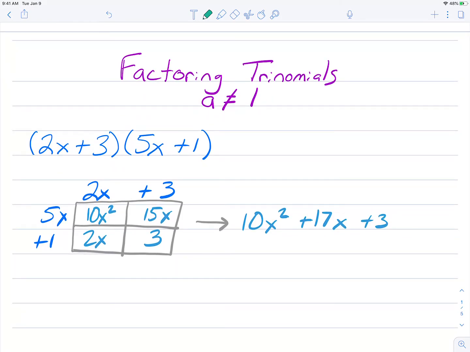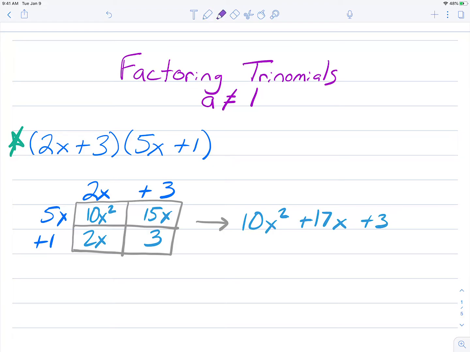So what we've done before is we've taken a problem such as 2x plus 3 times 5x minus 1, and we've multiplied it, and we've used the box. And for a problem like this, I've already multiplied it. And if you combined our like terms, you got an answer of 10x squared plus 17x plus 3. But I want to show you a couple of things about the box that are kind of interesting.